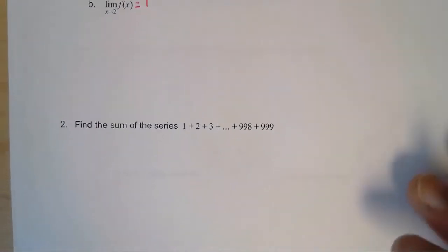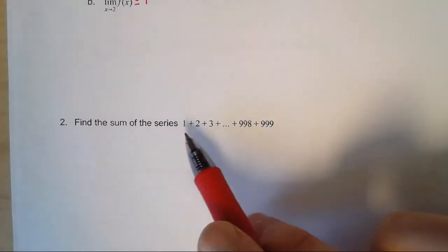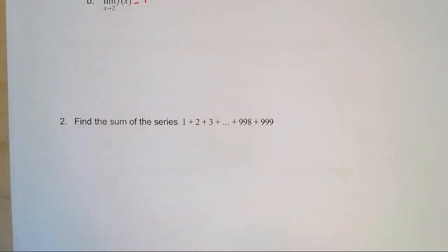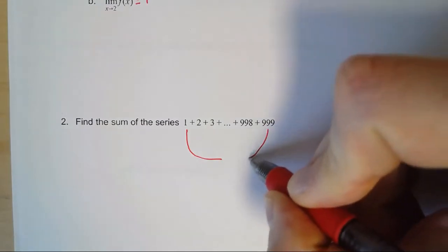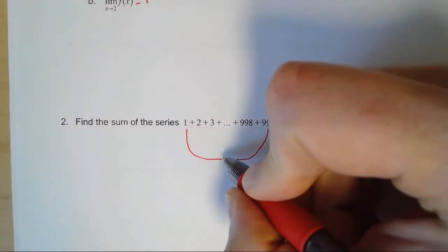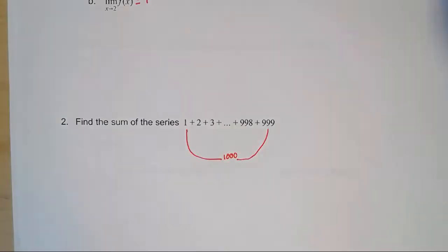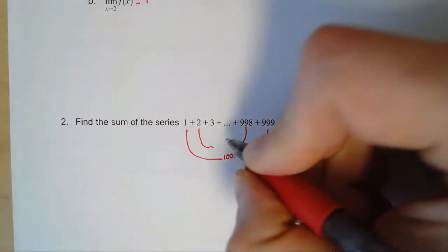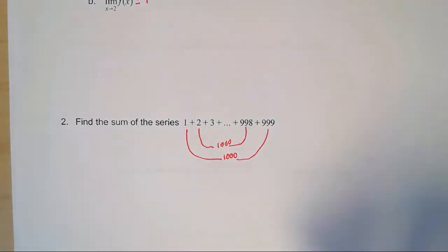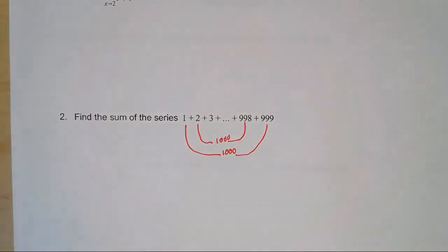Now number 2 asks us to find the sum of this series, 1 plus 2 plus 3, all the way up to 999. Now this is an arithmetic series. It may seem a little difficult without a calculator, but here's the idea. The idea of an arithmetic series is that if you take the first number and the last number and add them together, you get a number. In this case, we add them together and get 1,000. If we add the second and second to last number, they also add up to 1,000. And so if we were to continue to do this, all the pairs would add up to 1,000.